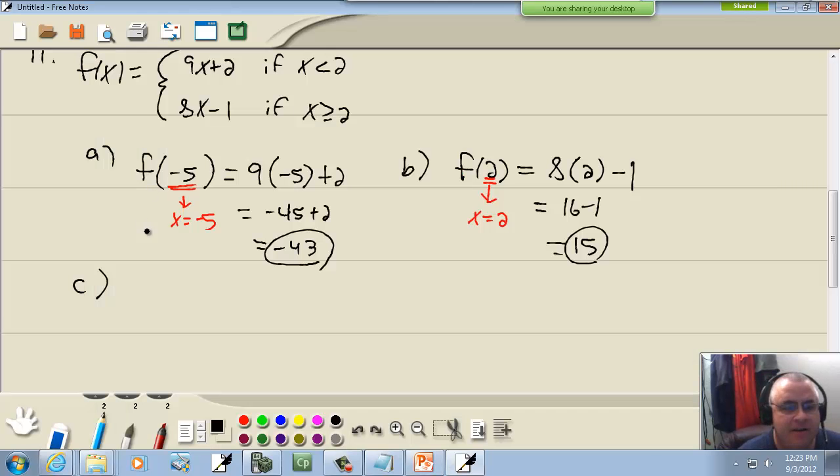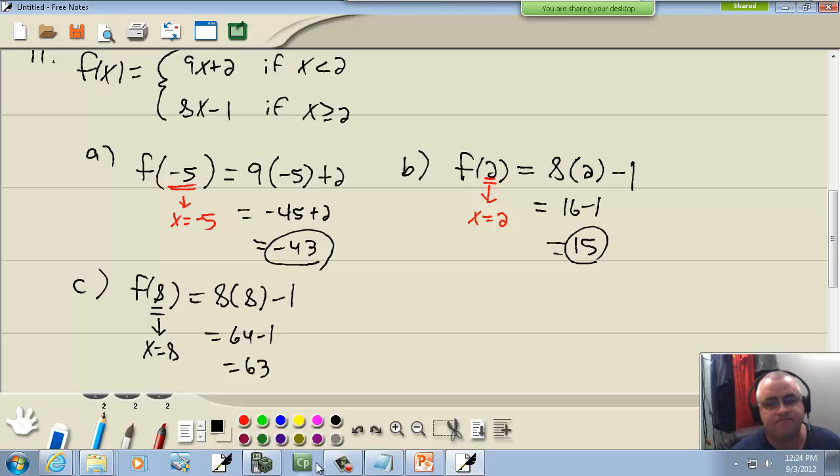And we're finding f of 8. Okay. Again, the number inside the parentheses here is your x, so x is 8. We're coming over here to conditions. Is 8 less than 2, or is 8 greater than or equal to 2? Well, it's greater than 2, isn't it? So it's following our second piece. So we'll plug the 8 into the 8x minus 1. That gives us 64 minus 1, or gives us 63.